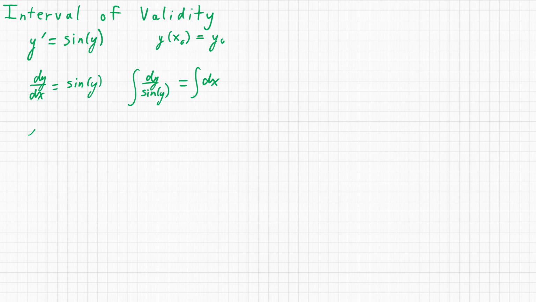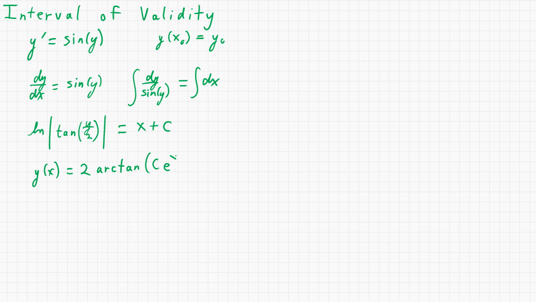This side turns out to be the natural log of the absolute value of tangent of y over 2. And then this other side ends up being x plus c. If you go through and do all the steps to solve that, you exponentiate, you use arctan, all that fun stuff, you end up with y of x equals 2 times arc tangent of a constant times e to the x.